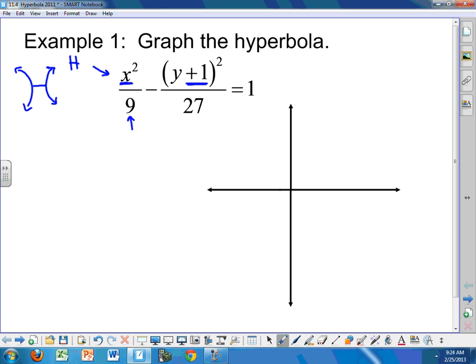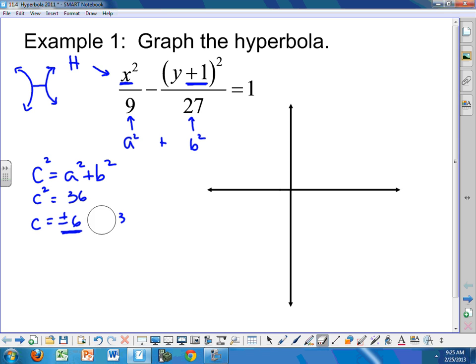Also, here we have 9 equaling a squared, and 27 is b squared. So very quickly, c squared is equal to a squared plus b squared, or in this case, I can just add a squared and b squared together to make 36. I'm adding them right here, and that's equal to c squared. So c is going to be plus or minus 6. Excuse me, let me rewrite that. a is plus or minus 3, and b is plus or minus root 27, or 3 radical 3. Radical 27 is easier to visualize on the coordinate plane.